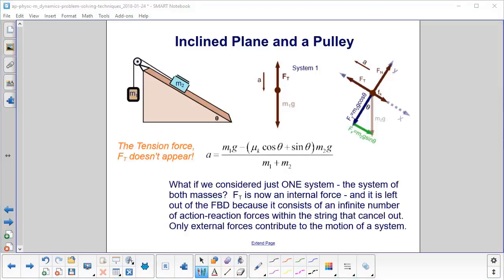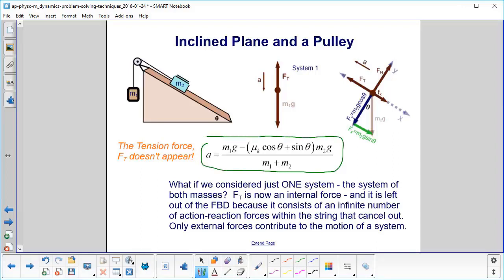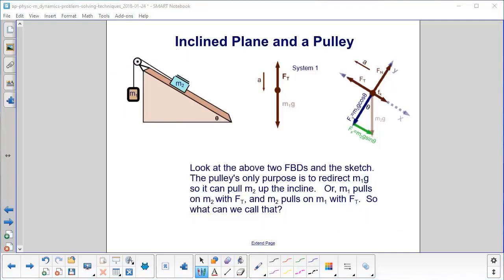The tension force does not appear. Right? You don't see any tension force here. So what if we just considered one system, the system of both masses taken together? The tension force is now an internal force, and it is left out of the free body diagram because it consists of an infinite number of action-reaction forces within the string that all cancel out. Only external forces contribute to the motion of a system.